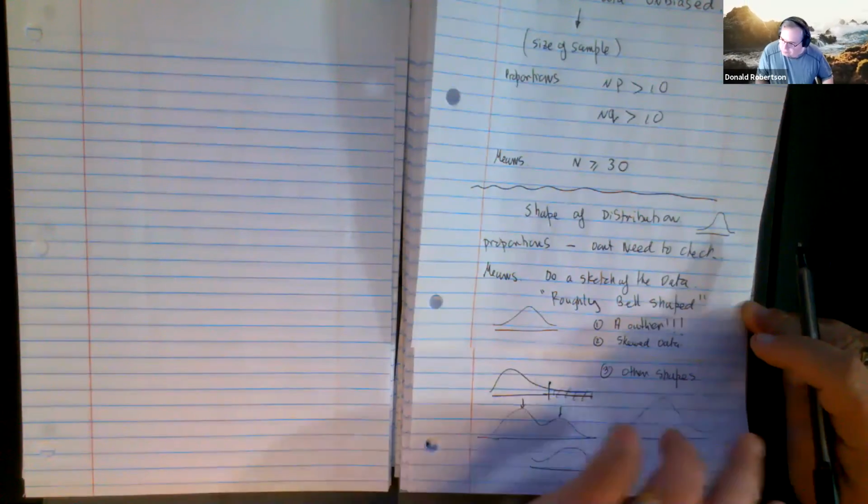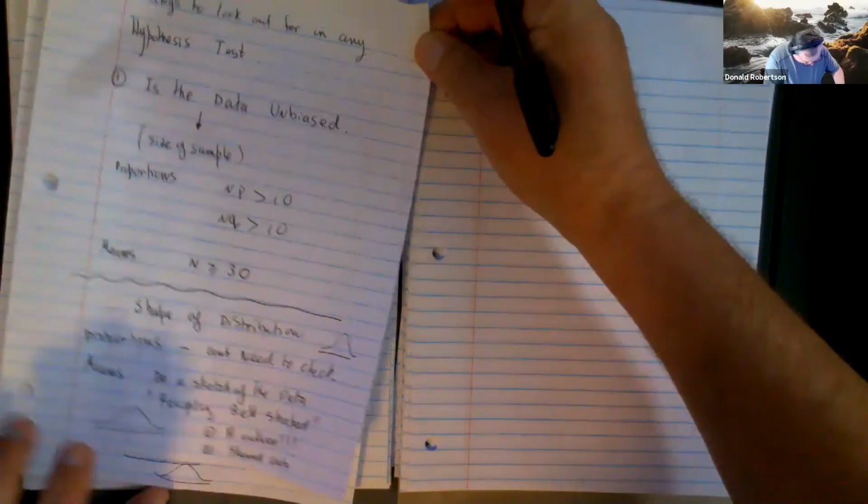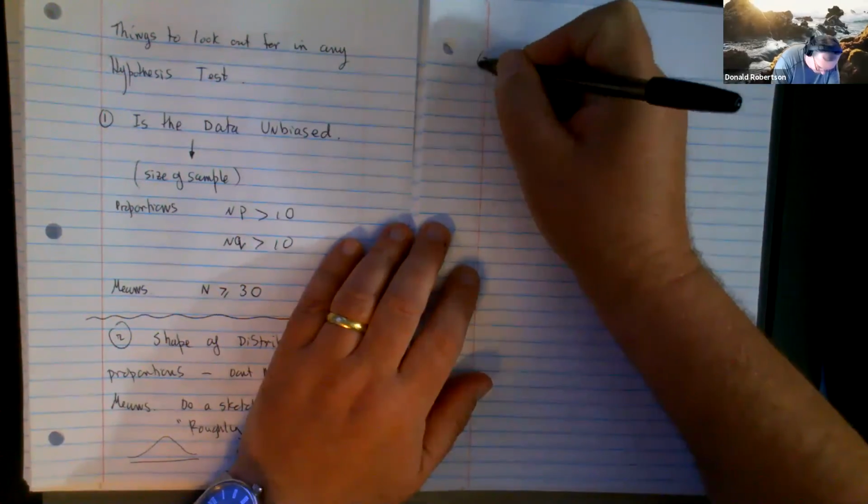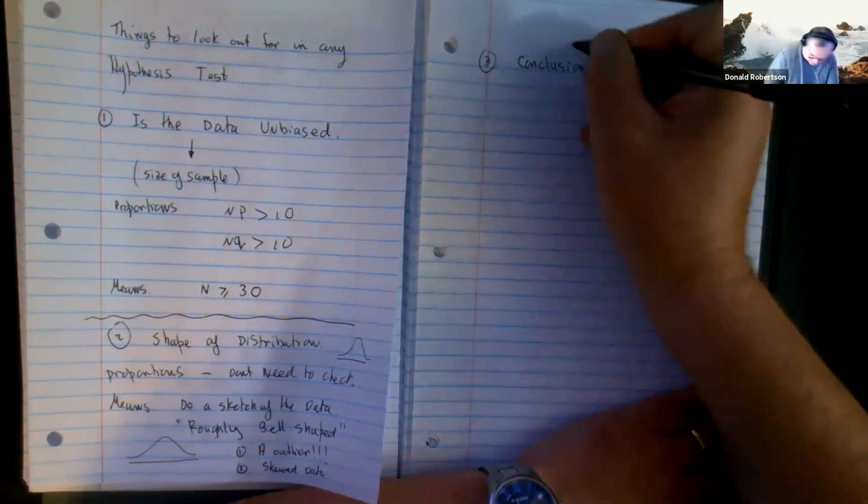Can we go on? Let's suppose we fixed the data, right? We checked the shape. What's left? There are problems in your conclusions.